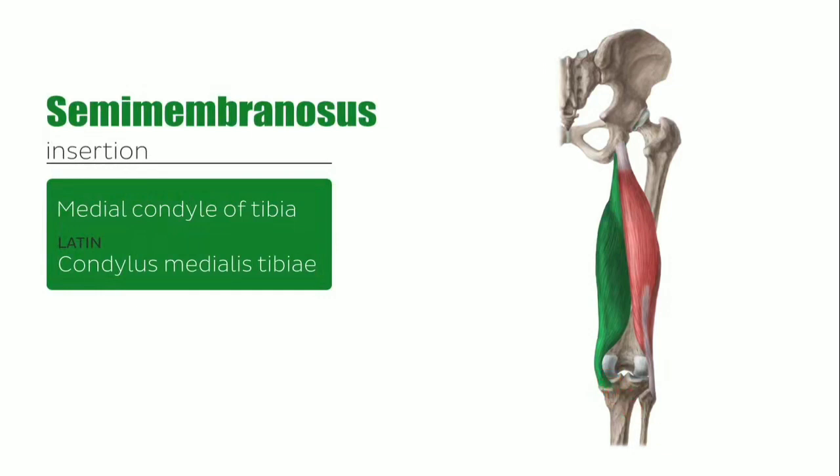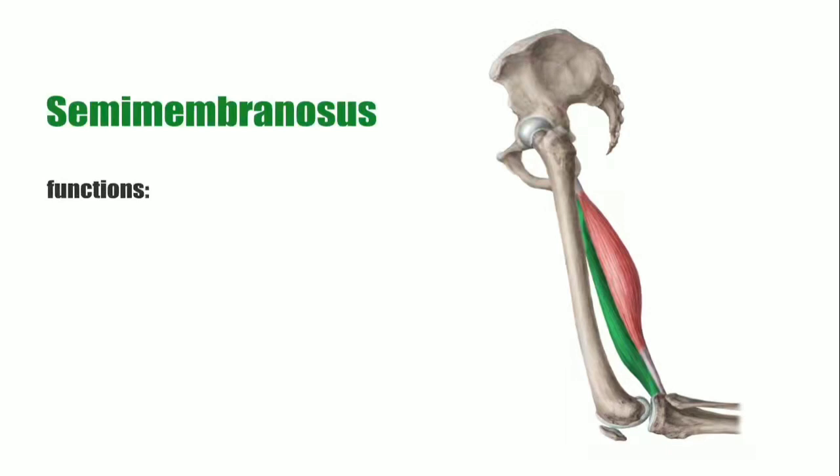And you can also add that the oblique popliteal ligament will serve as an insertion point for the semimembranosus, so write this down in case you're asked on your exam. Now let's take a look at the different functions associated to the semimembranosus, and we have an image of the muscle in action on the right side.